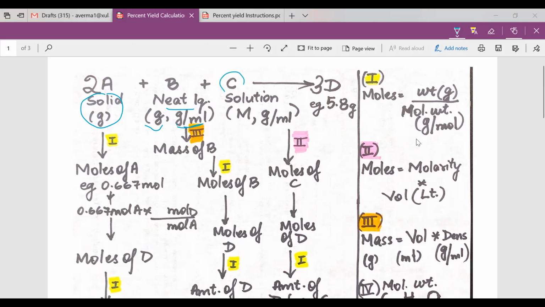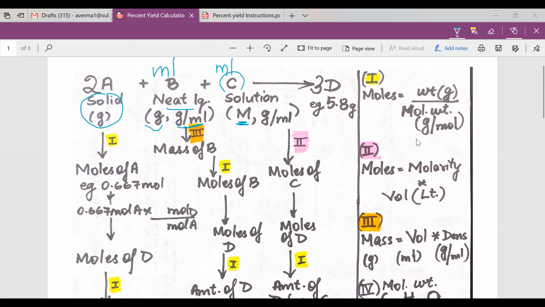And then there is a third kind of material, which is in its solution form. It is not a neat liquid. It is a diluted version and can be reported in molar form. When you take both of these, the neat liquid as well as your solution, you can also take them in their milliliter form. When you measure them out, you measure them out in milliliters.